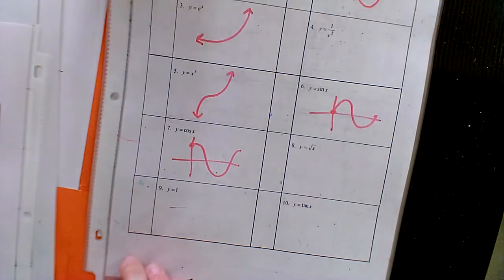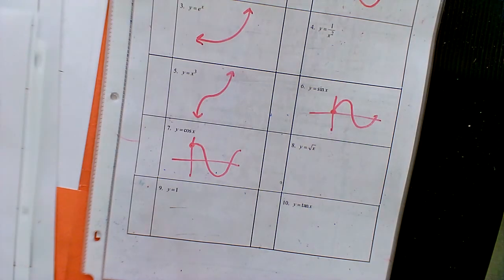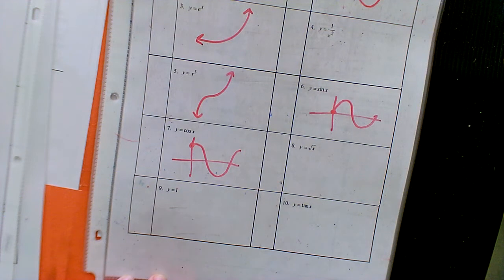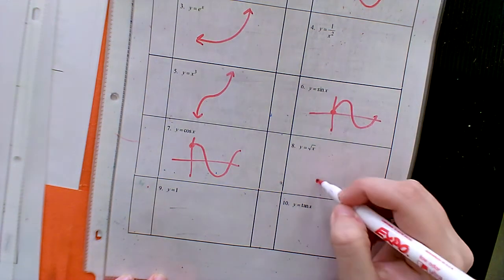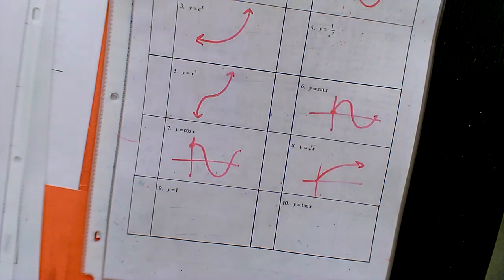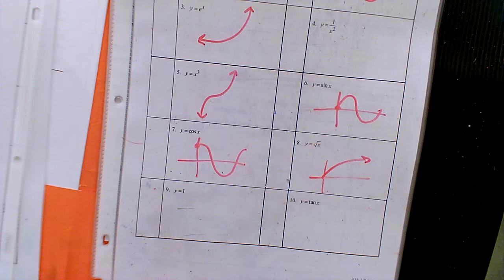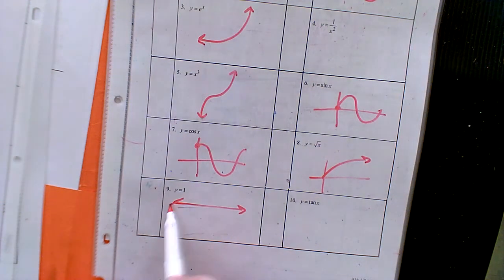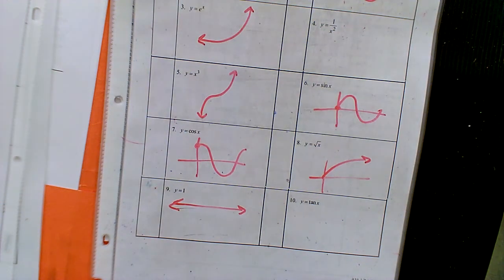Do we know what a square root graph looks like? Kind of, yep. It starts at the origin and then it's kind of a half of a parabola on its side. All right, y equals 1. That's a horizontal line. What about tangent?